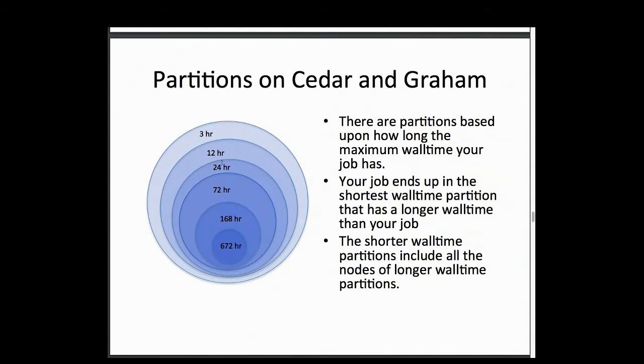As you see here, the shorter wall time partitions include all the nodes in longer wall time partitions. So in this example, if you are asking for a job with 25 hours of wall time, it won't fit into the 24-hour wall time partition, so it'll go into the 72-hour wall time partition, and you could run on any of the nodes inside the 72-hour wall time partition. There's 7 of these. The smallest partition by far is the 28-day long wall time partition.